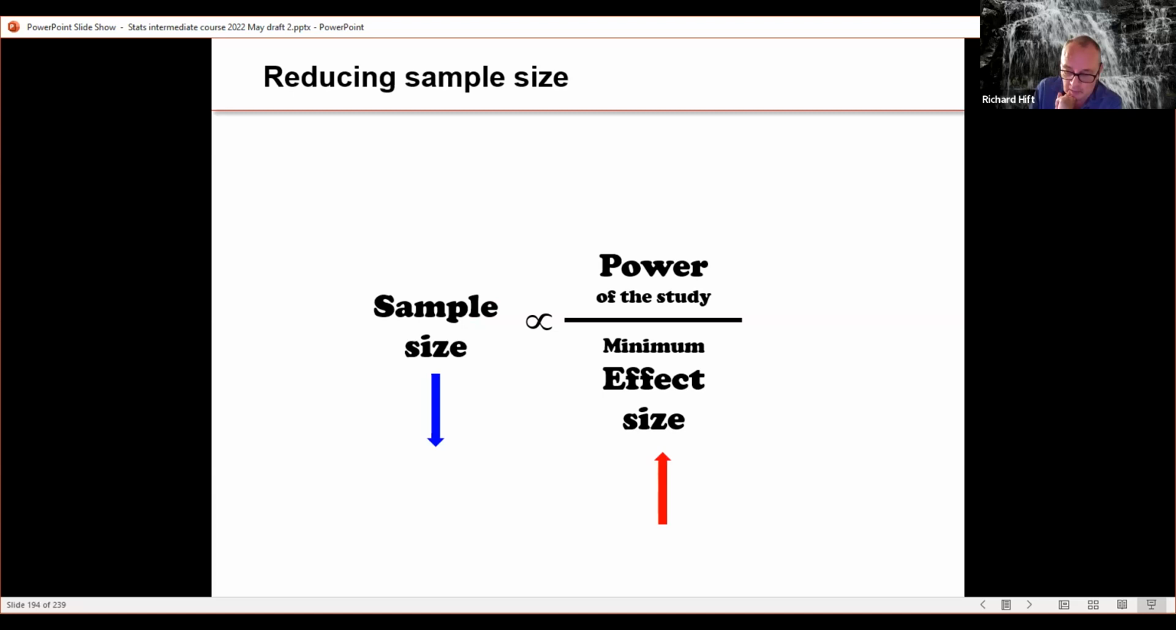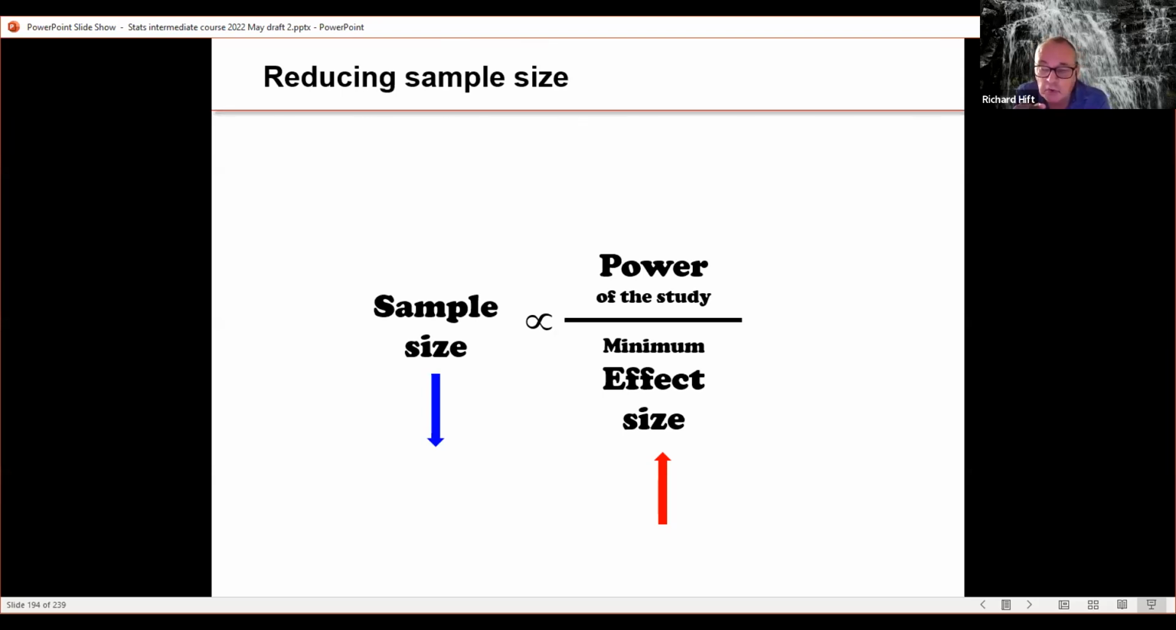Now, what about sample size? Okay. What happens if I decrease sample size? If you look at the maths of that, that either means that the power of the study goes down. In other words, I'm less likely to find significance, or it has to mean that I must accept that I can only detect a bigger effect size. So if you reduce sample size, you have the consequence that you'll only be able to measure very big effect sizes, not small effect sizes.